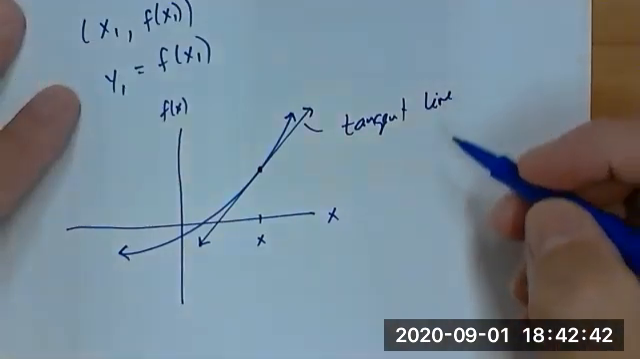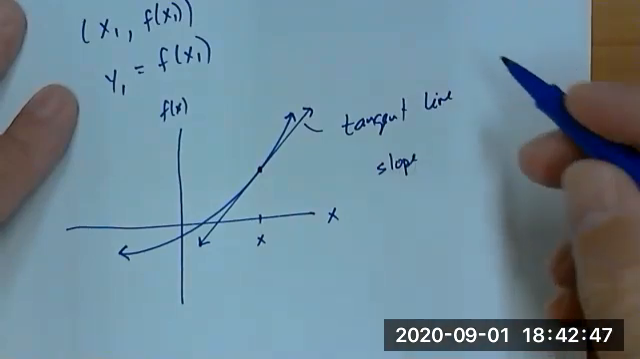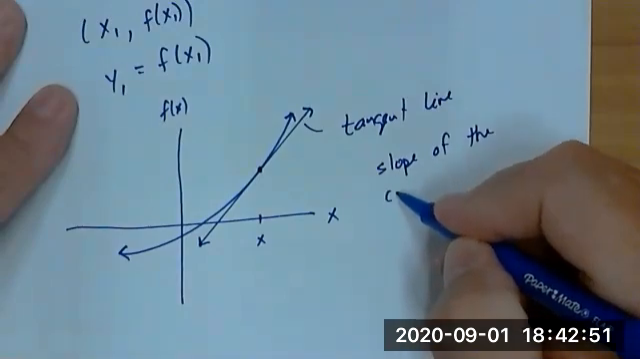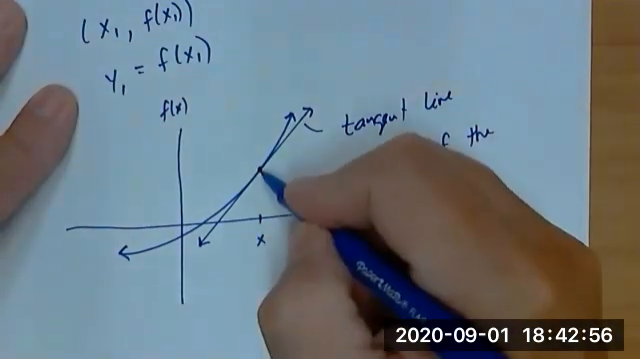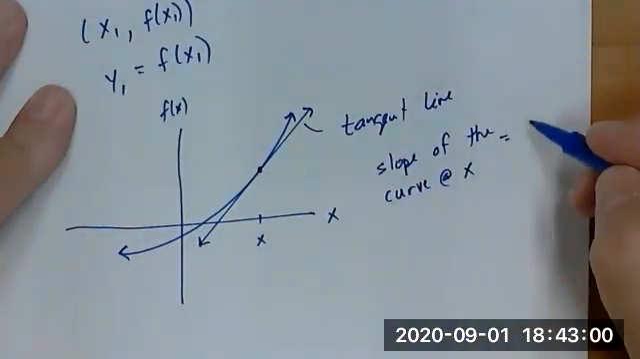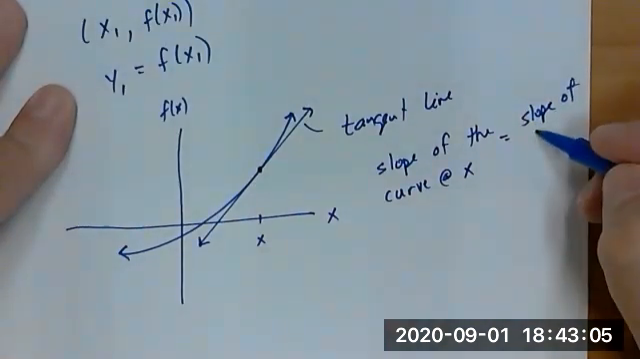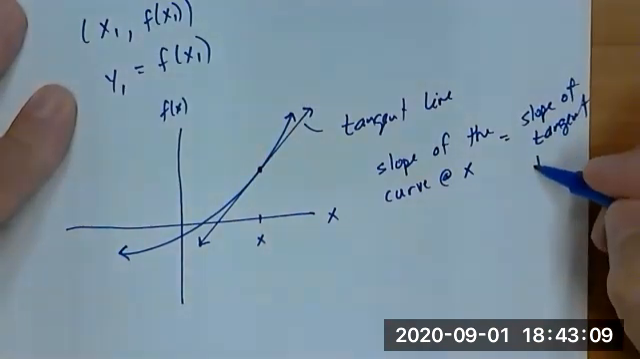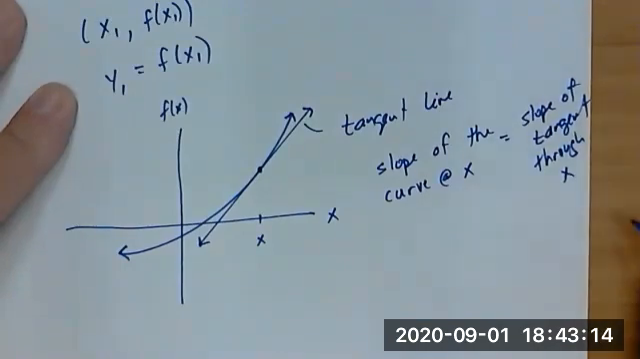Now the key is the slope of the curve at x equals the slope of the tangent line, the tangent line that goes through x.